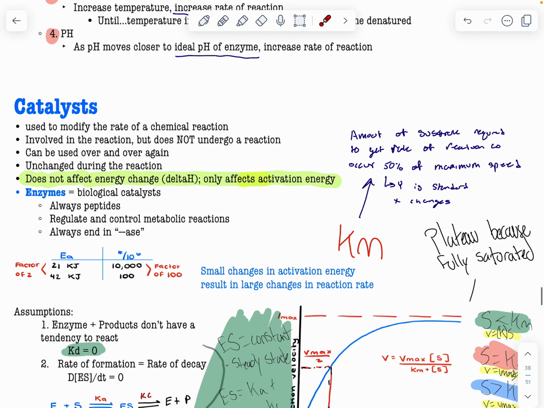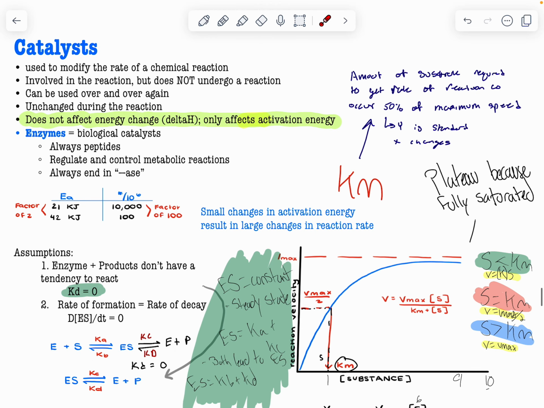Cool. All right. Enzymes, biological catalysts. They are always peptides, regulated and controlled. They regulate and control metabolic reactions, and they will always end in -ase. In Biochem 2, this will be a huge concept, but also we see peptides. What are peptides? Peptides are amino acids that can be transformed into proteins. So what does that mean? Enzymes are considered proteins. And when you get a super high fever, the reason it is dangerous is because the high increase in temp denatures our proteins.